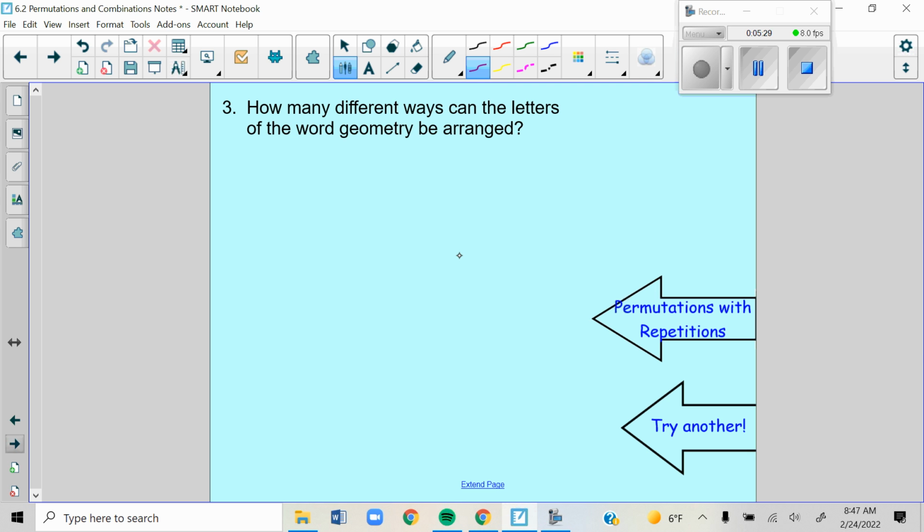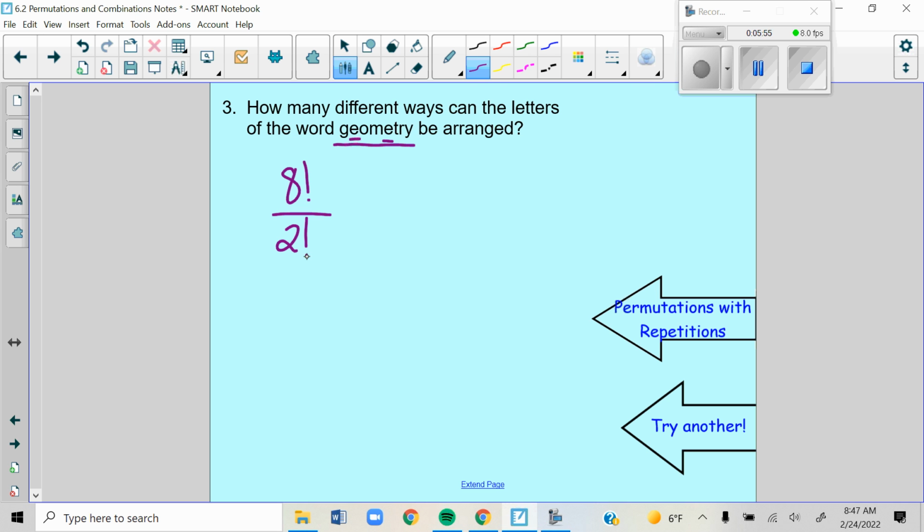Okay, so this one is still a permutation, but we are going to look at it a little bit differently. How many letters are in the word geometry? Well, there are 8 of them. And we have to remember, we have to divide out by any repeating values. Our repeating value is our E. We see that repeats twice. So I'm going to divide by 2 factorial.